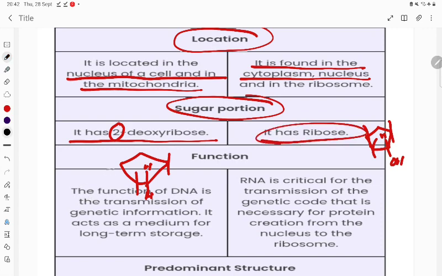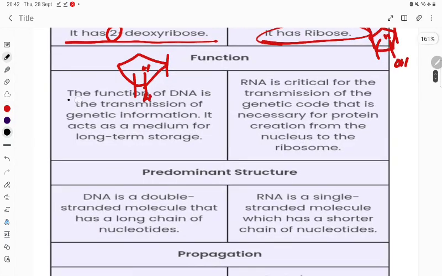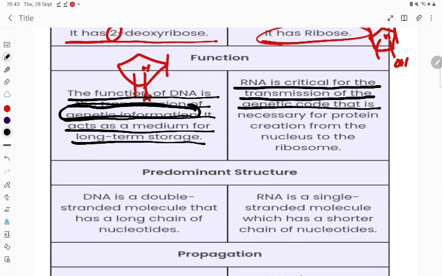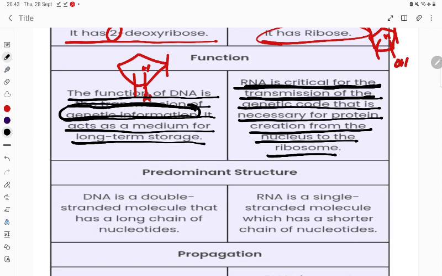Next one you see student, the function of DNA is the transmission of the genetic information. It acts as a medium for the long term storage student. So it is the genetic information that is stored. RNA is critical for the transmission of the genetic code, that is necessary for protein creation from the nucleus to the ribosome. The RNA is critical for the transmission of the genetic code student. What is that student? Genetic code, that is necessary for protein synthesis student.